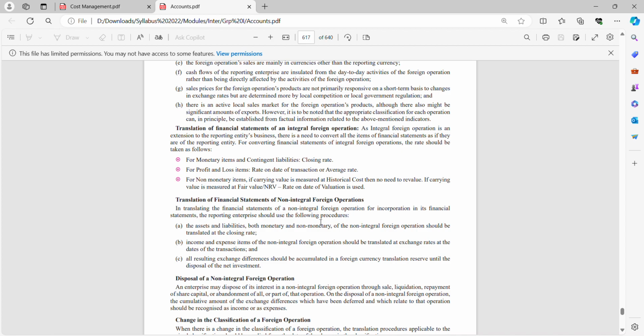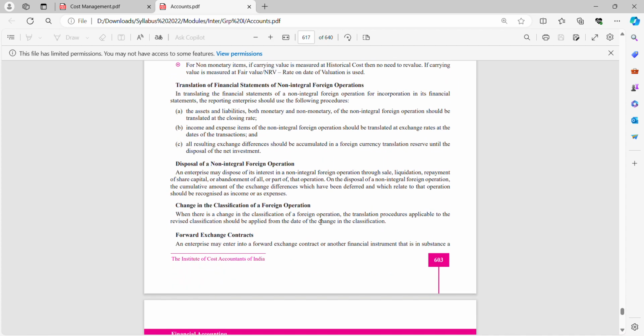All resulting exchange differences should be accumulated in foreign currency translation reserve until the disposal. So they have given us how you can translate your assets, liabilities, income and expenses, and all resulting exchange difference. Disposal of non-integral foreign operations. An enterprise may dispose of its interest in a non-integral foreign operation through sales, liquidation. So how to go for disposal of non-integral foreign operations?